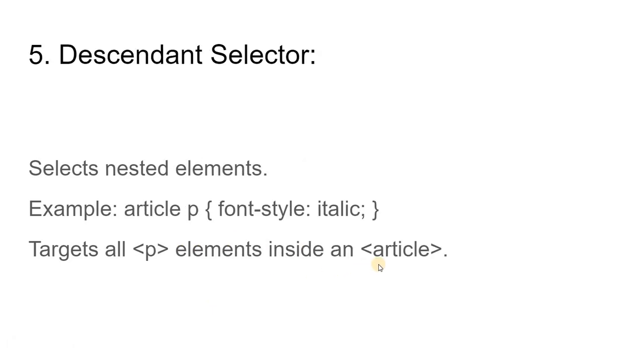Next, we have descendant selector. This selects an element that is descendant of another specified element. For example, if I put article P, it will target all P elements within the article tag.